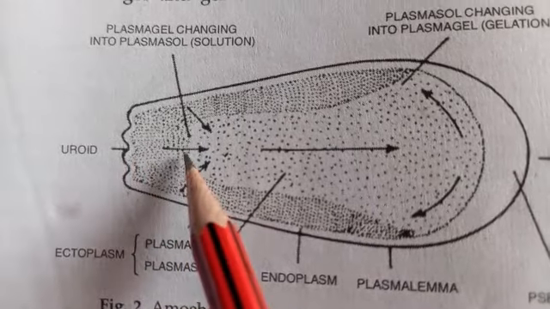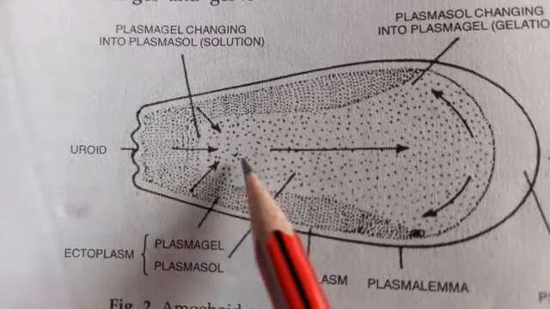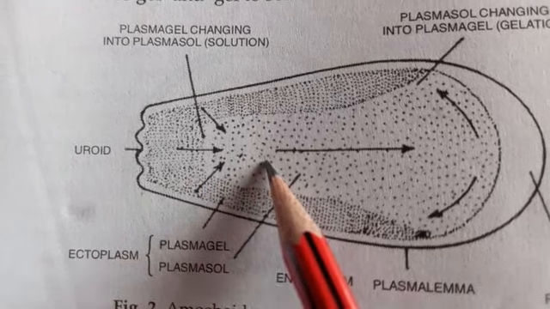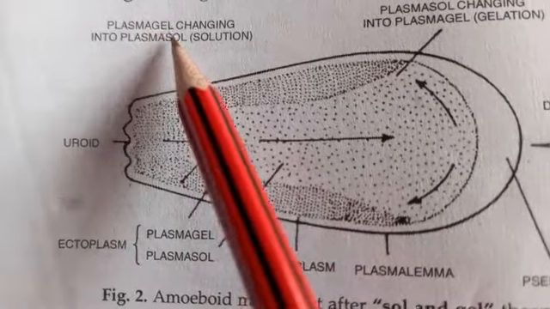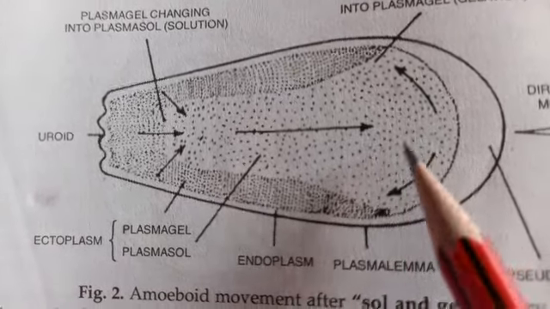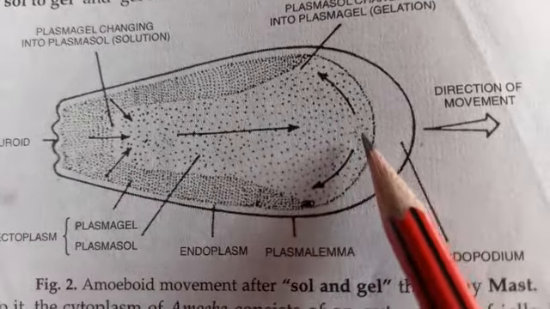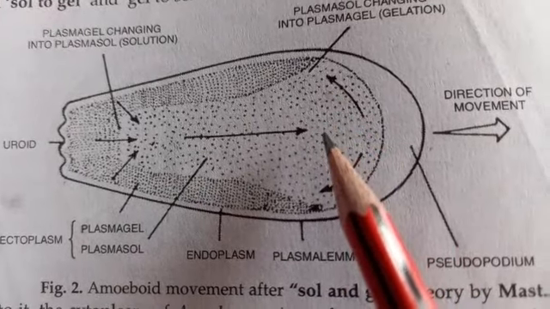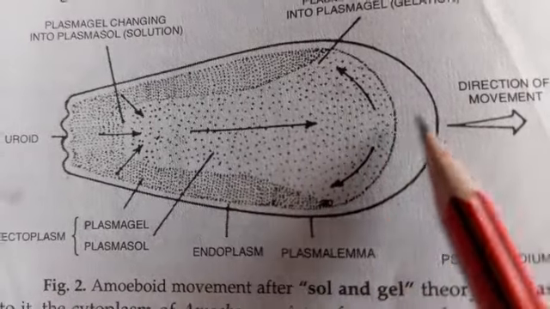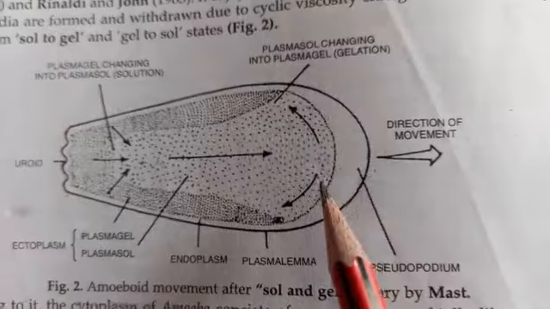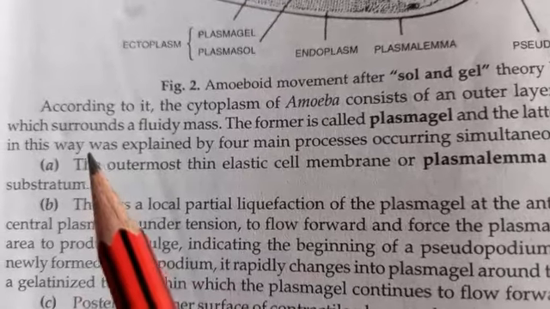And here you can see towards the posterior side, the gel is getting converted to the sol form. Gel is being converted to the sol form, and then this sol form is moving forward, and as it is reaching towards the direction of movement, it moves to the side, giving a sort of bursting type of movement, and it moves further, and this is the place where the pseudopodia will be formed. So this is the diagram which you have to make. Let's just see in the theory part also what they are saying.